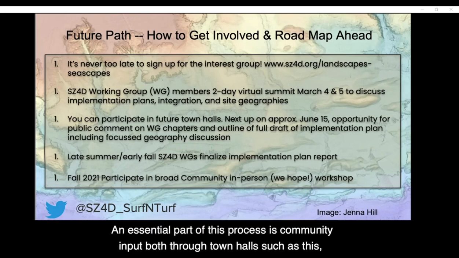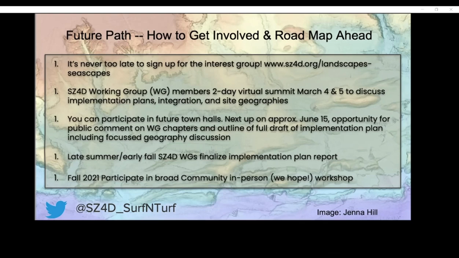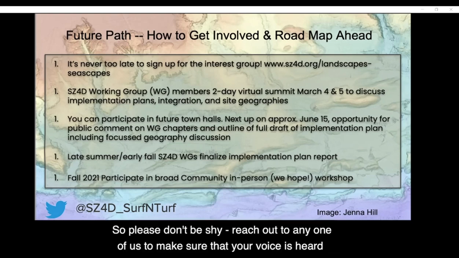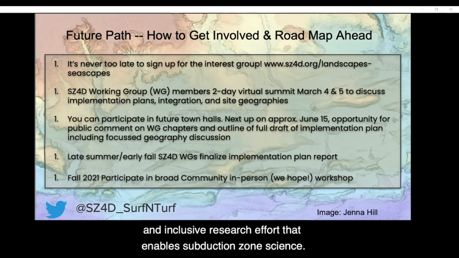An essential part of this process is community input, both through town halls such as this, as well as through direct communication with your community representatives on the working groups. So please don't be shy. Reach out to any one of us to make sure that your voice is heard and your priorities are represented as we work to design an integrated and inclusive research effort that enables subduction zone science.